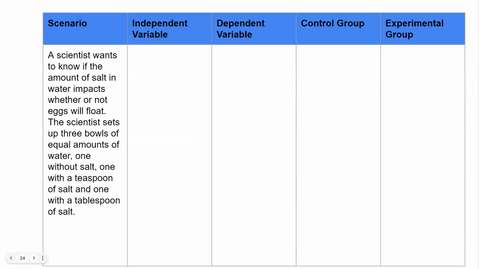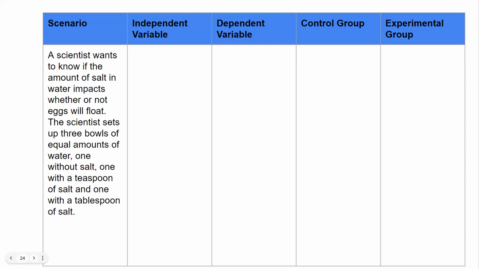And then on our next slide, I might give a little more detailed scenario and have a chart like this. We just did this in a class the week before last, and I had a bunch of examples. So this is just an example. If a scientist wanted to know how much salt in water determines whether or not eggs will float, we set up 3 bowls of equal amounts of water. In one bowl we put a teaspoon of salt, in one we put a tablespoon of salt, and one was just water. And then we put eggs in each of them.